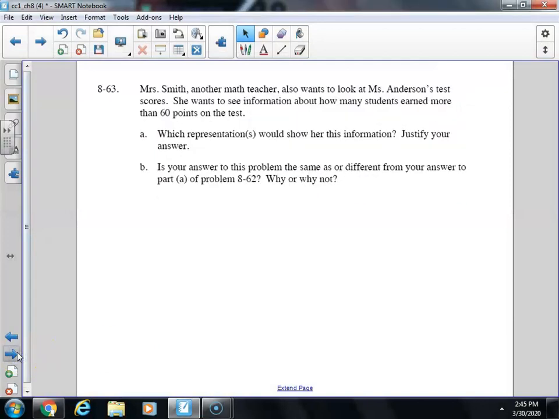Question 63. Mrs. Smith, another math teacher, also wants to look at Miss Anderson's test scores. She wants to see information about how many students earn more than 60 points on the test. Which representations would show her this information? Okay, so go ahead and pause the video, take a minute, see if you can answer questions A and B, and then we'll come back and talk about it together.